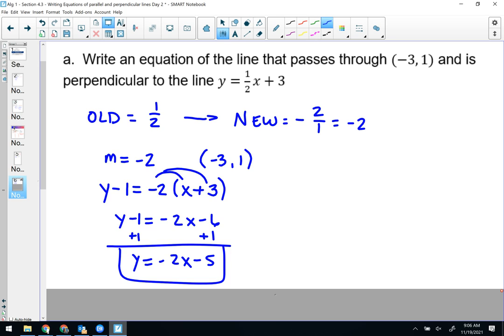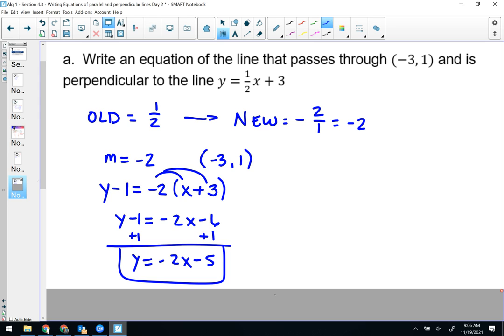Where did the +1 come from? Just to get y alone. It was y minus 1, so I added 1 to get y completely alone. Why wouldn't we do +1 for the -2x too? Because those are not like terms. This isn't like a 1x. Whenever I add just a constant on the end, I just add it to the constant on the other side. Okay. Questions here?